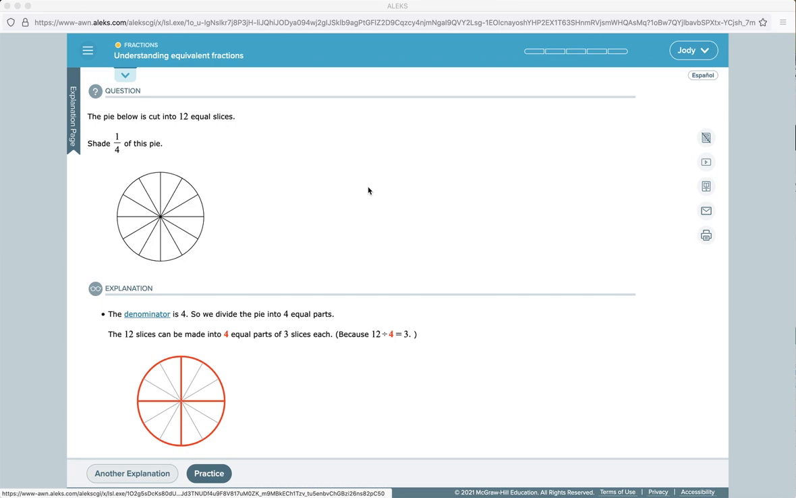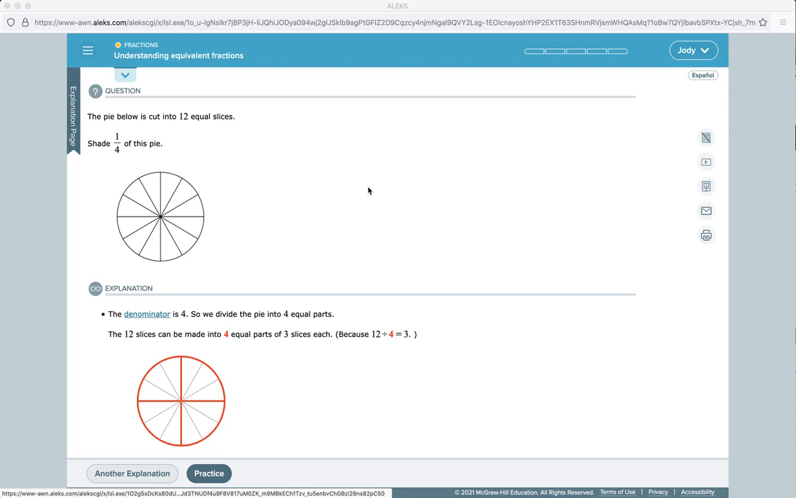And sometimes we do, but sometimes we are asked to work with a different denominator and a different number of slices. If two fractions are equivalent to one another, it means that I can change the number of sections in a figure, and as long as it's the same figure, we can do that and still have equivalent fractions. So in this case, since I want to shade 1/4 of the pie, we know our denominator, the bottom number, is 4, so we need to divide the pie into 4 equal sections instead of 12 equal sections.